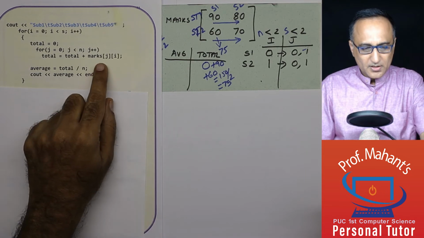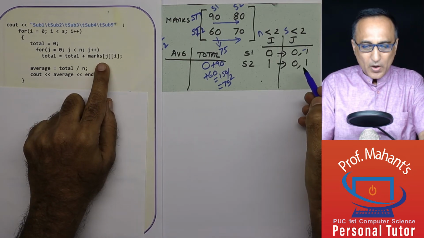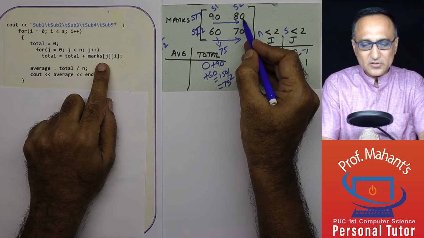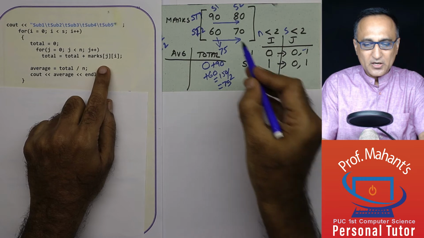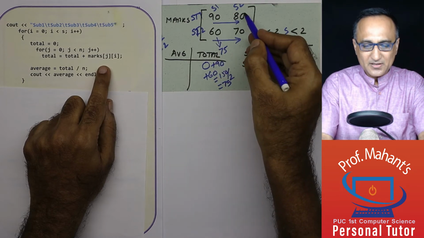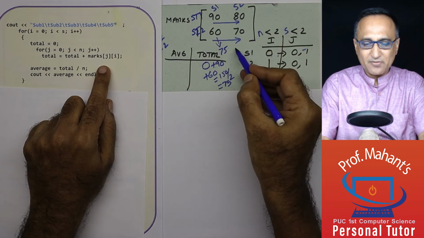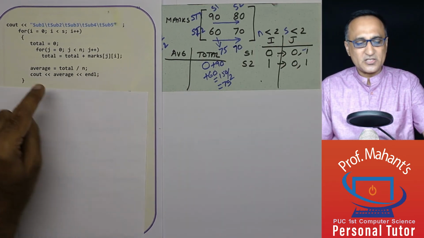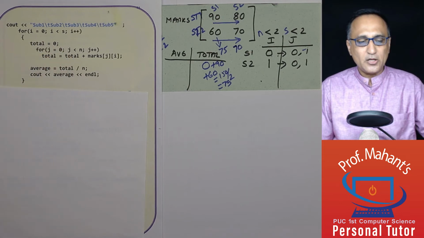Here j is the value 0. 0 and 1 refers to 80. So first it will add 80, then j becomes 1. 1 refers to 70. This way it will find the sum of 80 plus 70 and give you 140. 140 divided by 2 is 70. So this is the average for a subject done using this particular loop.